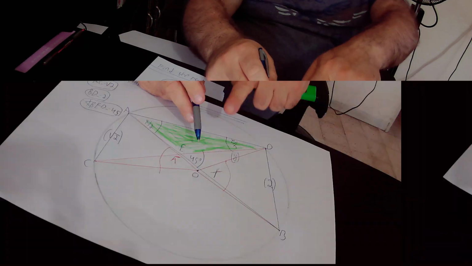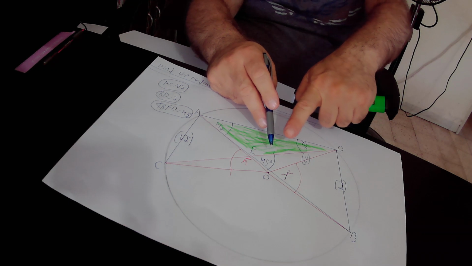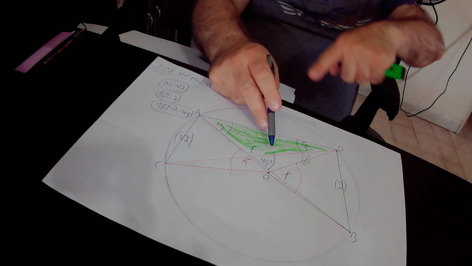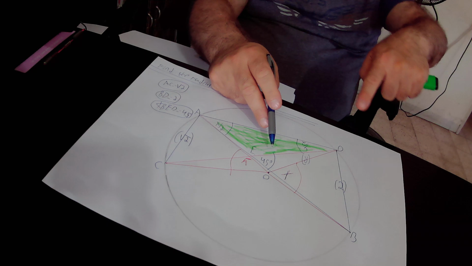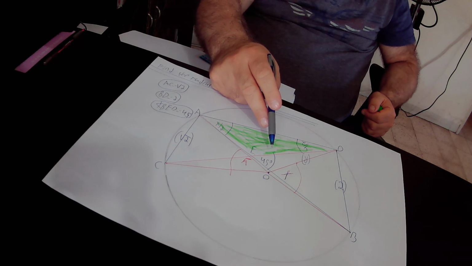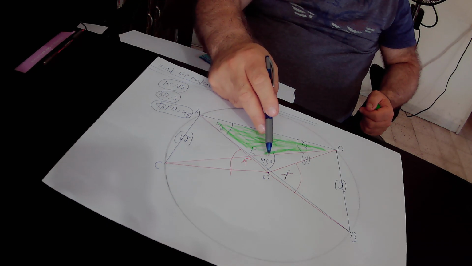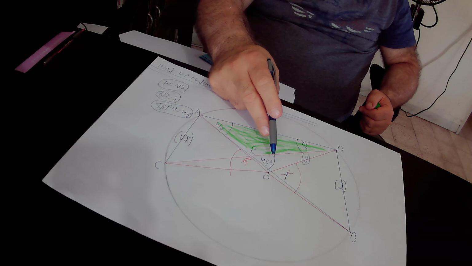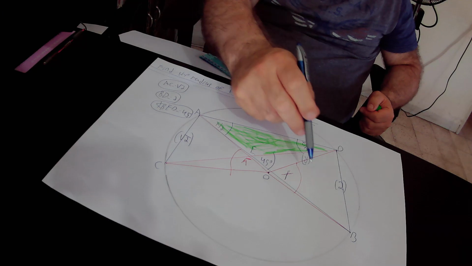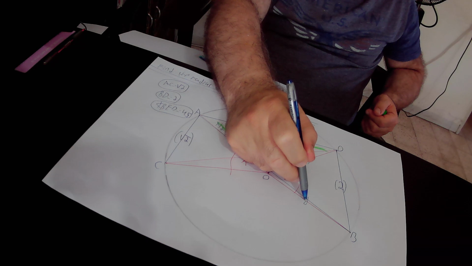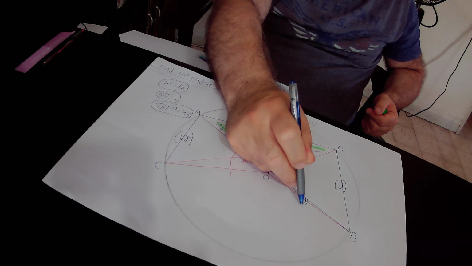Likewise, what is the definition of line segment OB? Line segment OB is also the radius of this circle, that is the radius that we are looking for, and therefore line segment OB equals R. It is the radius of the circle.